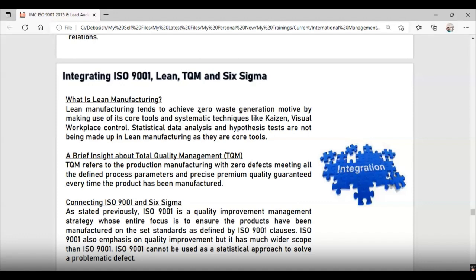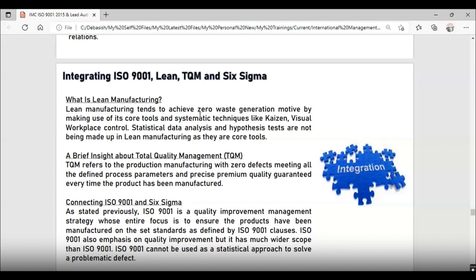Now let us understand a brief insight about total quality management. Total quality management refers to production and manufacturing with zero defects, meeting all the defined process parameters, and precise premium quality guaranteed every time the product is manufactured.